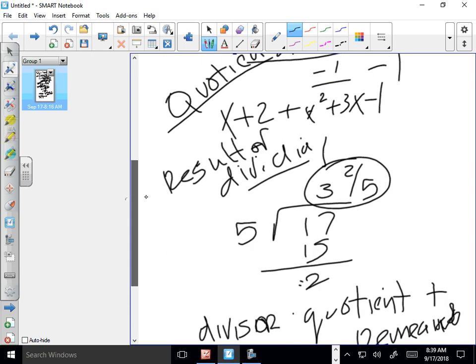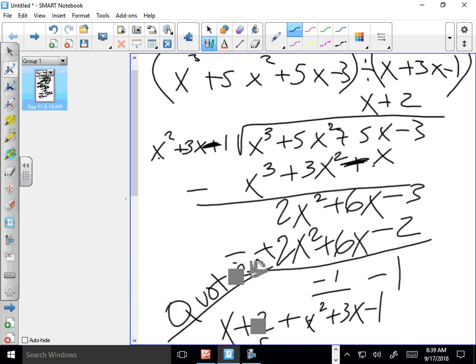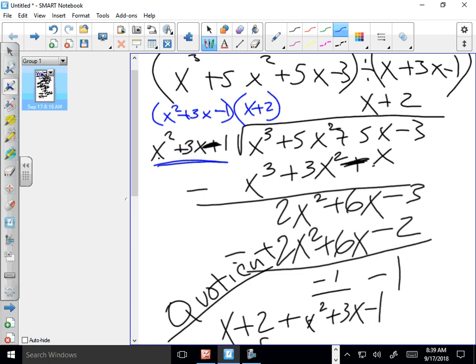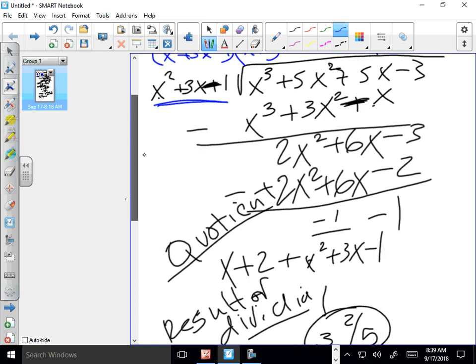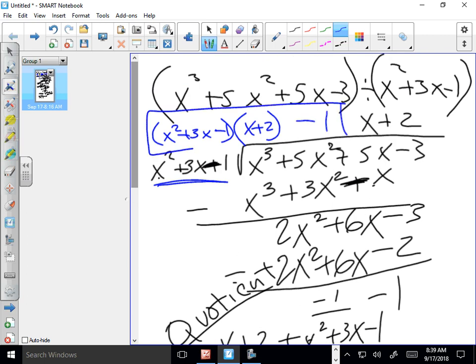So if we go back to this problem that we just did here, my divisor was this, x squared plus 3x minus 1. My quotient was x plus 2. And my remainder was a minus 1, as I recall? Yes. And so they'd want to see the answer written like this. Okay. So watch out for those directions that specify a form for the answer. This is divisor times quotient plus remainder.